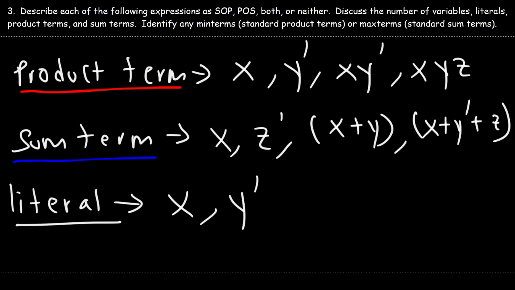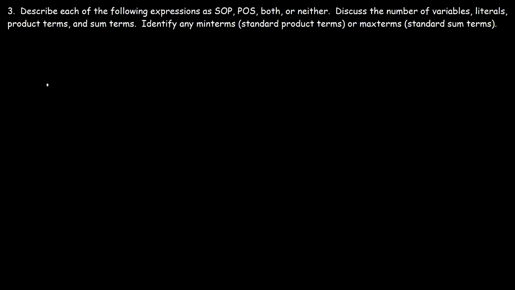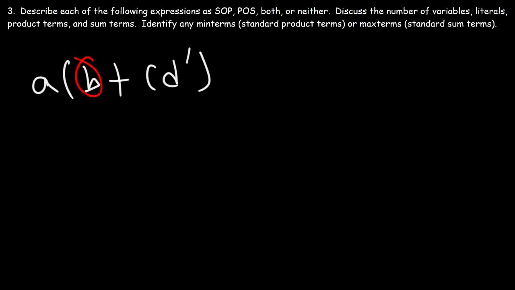Now let's consider one more expression. Let's say we have a multiplied to b plus c d prime. What type of expression do we have? So here we have a single term, like a literal, and this is a product term. And it looks like just a mixture of SOP and POS. It turns out that this expression is neither. It's neither a sum of products or a product of sums expression.